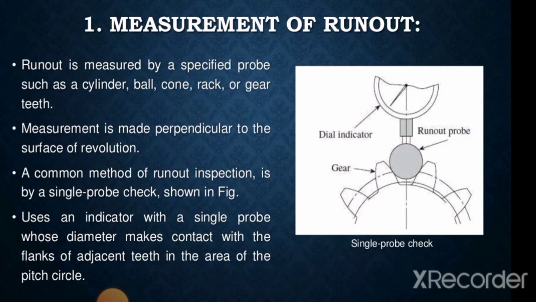Run out is measured by a specific probe such as cylinder, ball, cone, rack, or gear tooth. Measurement is made perpendicular to the surface of revolution. A common method of runout inspection is by single probe check.